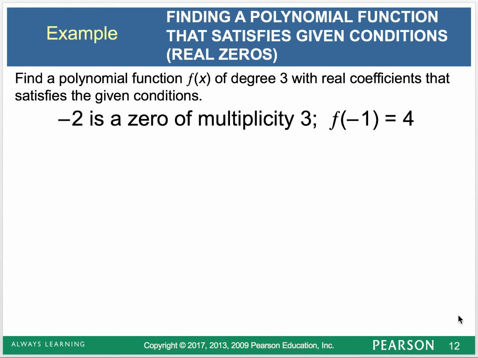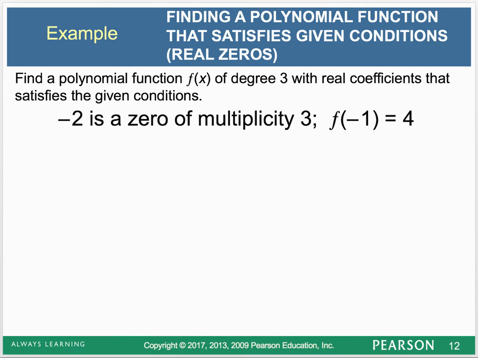I think let's try that again. So -2 is a 0 of multiplicity 3. Multiplicity means there's multiple -2's. That's my 0. How many multiples? 3. So that's what multiplicity means, right? It means there's 3 negative 2's.